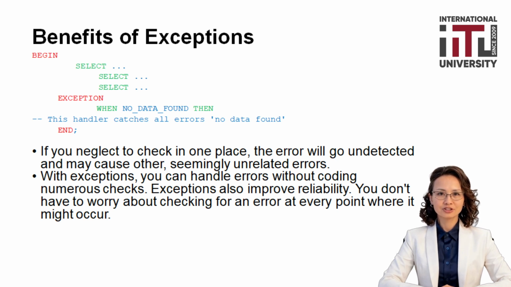If you neglect to check for errors manually, problems may go undetected and cause other unrelated issues. Using exceptions, you can handle errors without writing many checks, improving program reliability. You don't need to worry about errors at every single point in your code.